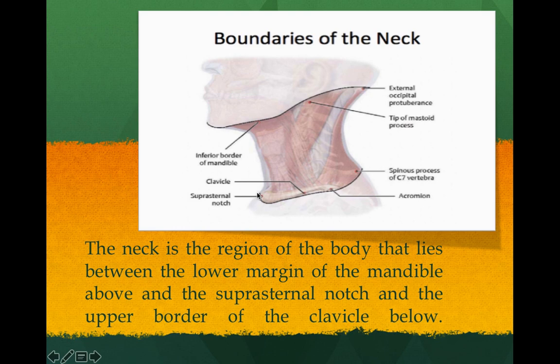Anyone of you can palpate the suprasternal notch at the midline in the upper chest. You will feel the depression in a V shape pattern, and this is the suprasternal notch. This is the end of the boundary of the neck inferiorly.